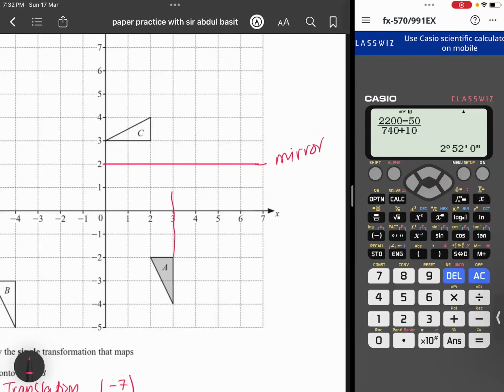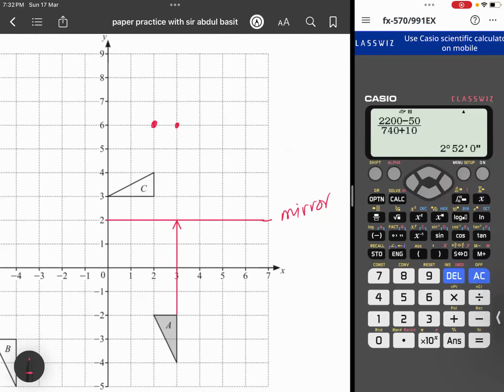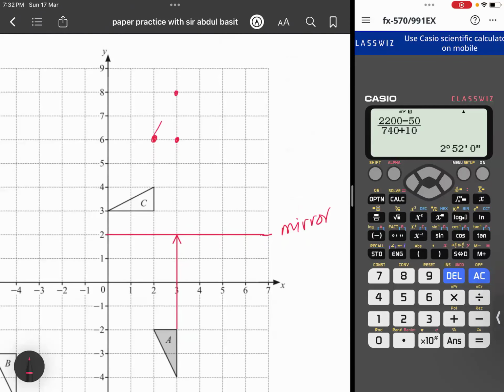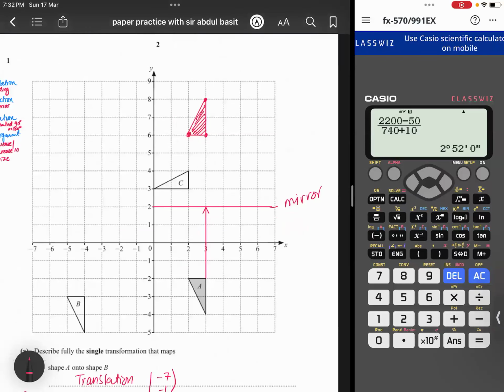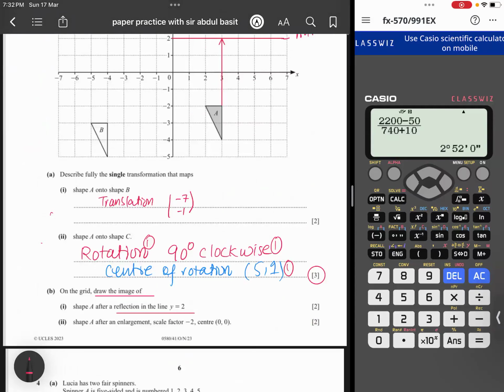So beta, this point is 4 boxes away from the mirror. So this point will come here. Automatically, this point will come here. And the last point will go here because it is reflection. Got it, everybody, or not? Once you are done with the reflection, you can draw some lines inside. Got it? Then they say shape A after an enlargement scale factor -2 and center (0, 0).